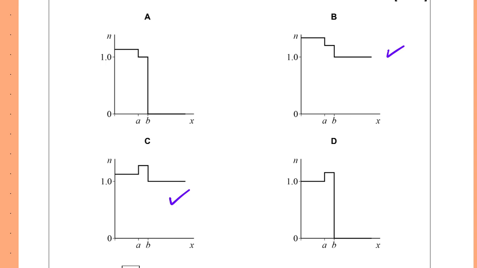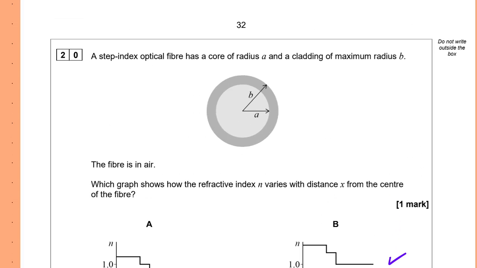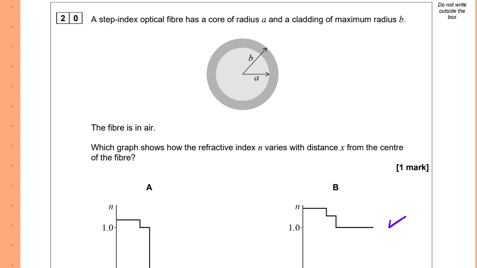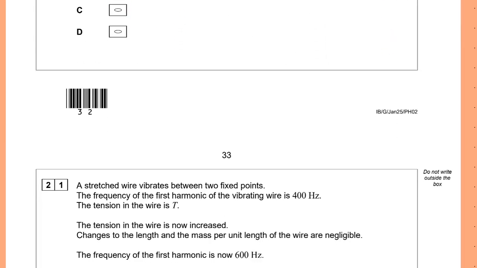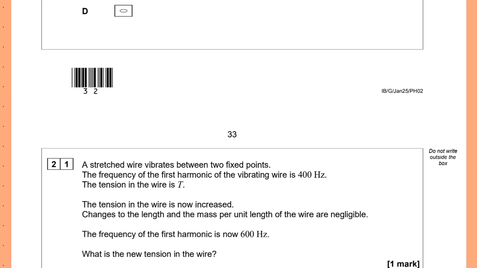So first the value was something, and then it became something else, and then it became 1. But with this, you can see that this is the radius and this is cladding. So because of cladding, the refractive index goes down, not up, and then it becomes 1 in the air. So that's B.